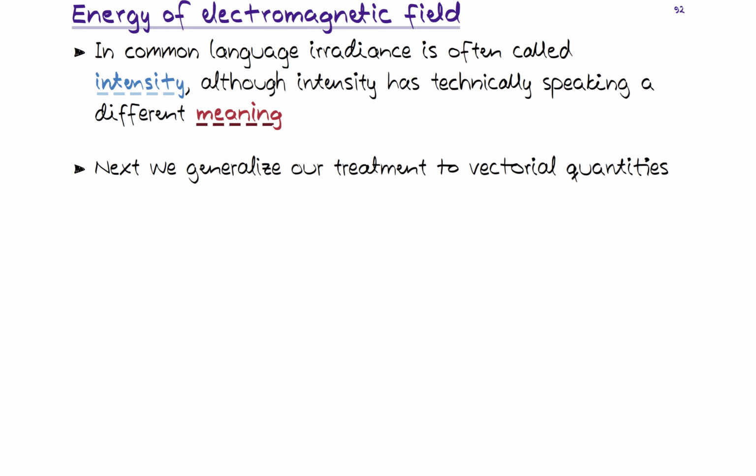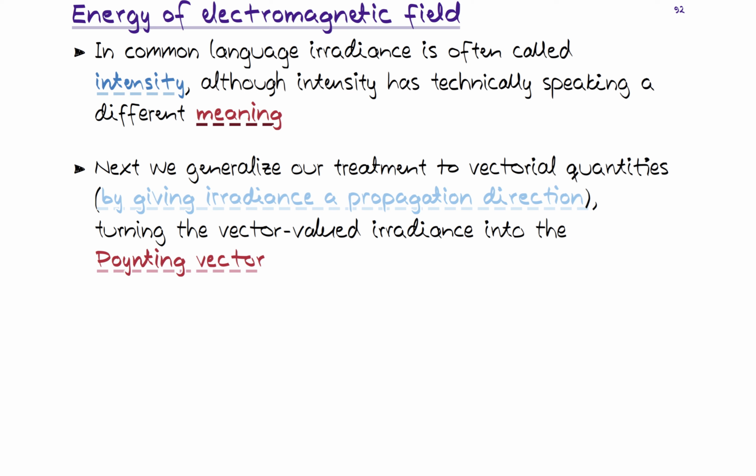And what I will do next is generalize our treatment to vectorial quantities, and this gives irradiance a propagation direction, where this energy density per unit time interval is propagating. This turns the scalar valued irradiance into a vector valued irradiance known as the Poynting vector. I do not show the derivation, though I'm tempted to make a video out of it because it might be very illustrating to you. But basically, it's the same math we already did.